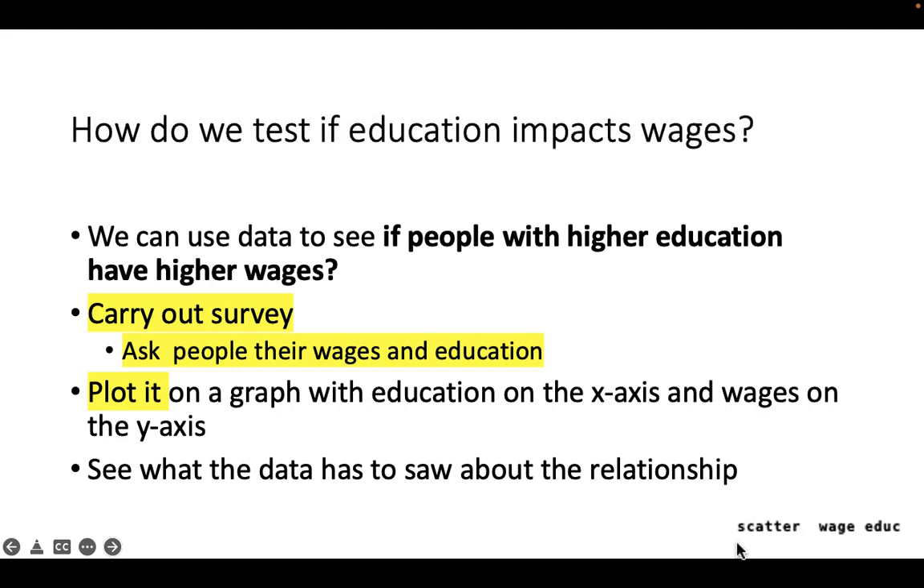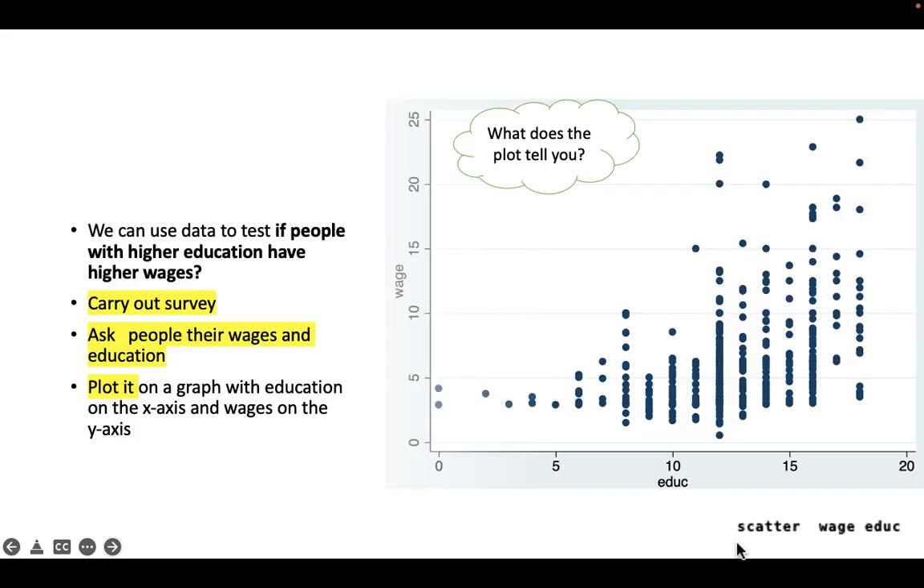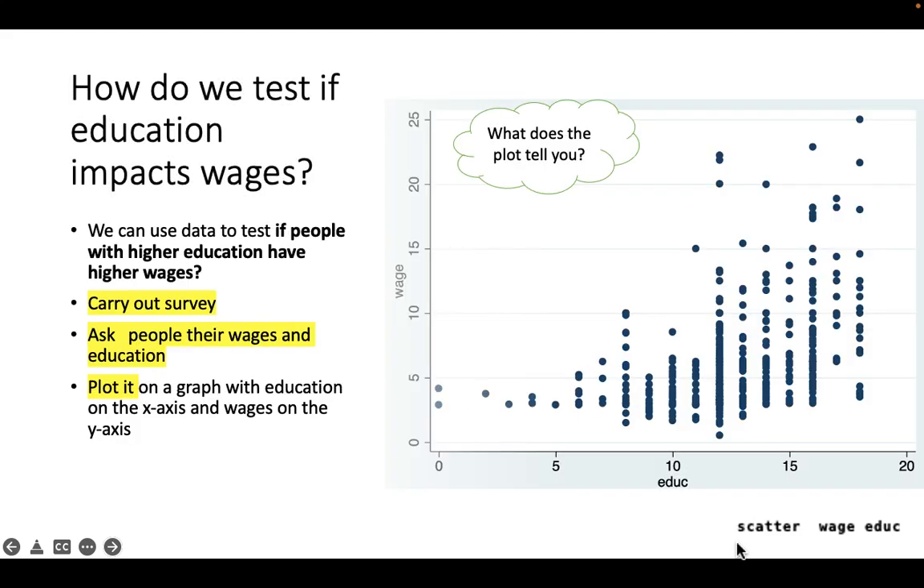In order to see if higher education leads to higher wages, we can carry out a survey. We can ask people their wages and education. Once we have this data, we can plot this information on a graph where we have education on the x-axis and wages on the y-axis. And by looking at the data, we can try to see what the data tells us about the relationship between wages and education.